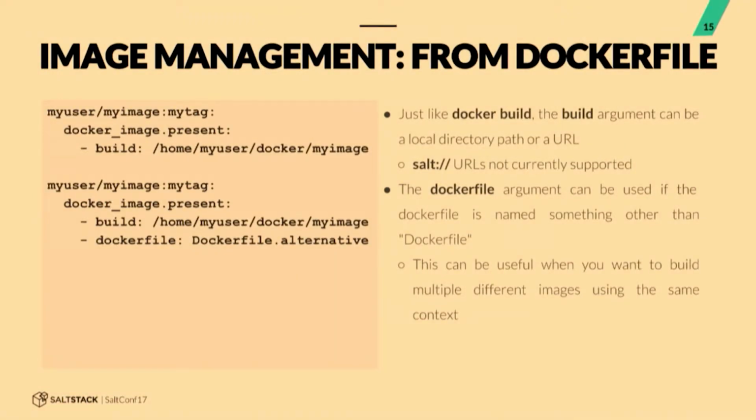Building from a Dockerfile uses the build argument. So you can use a local path on the minion, or you can use a URL just like the docker build CLI command.